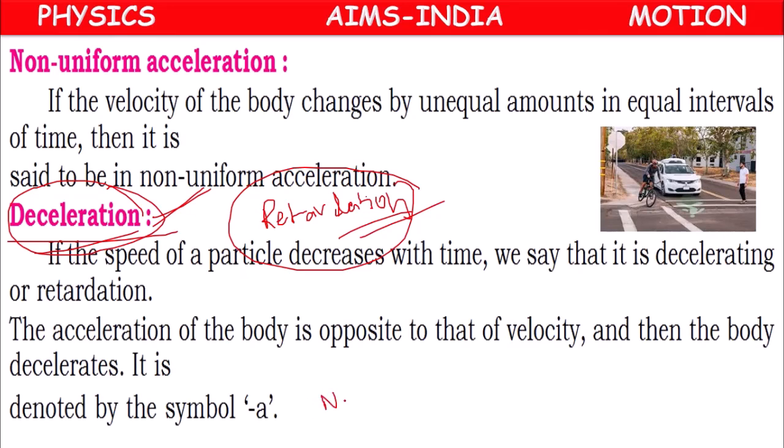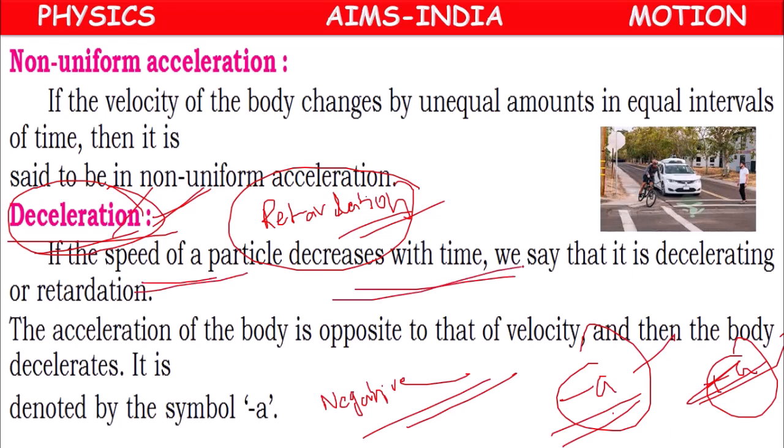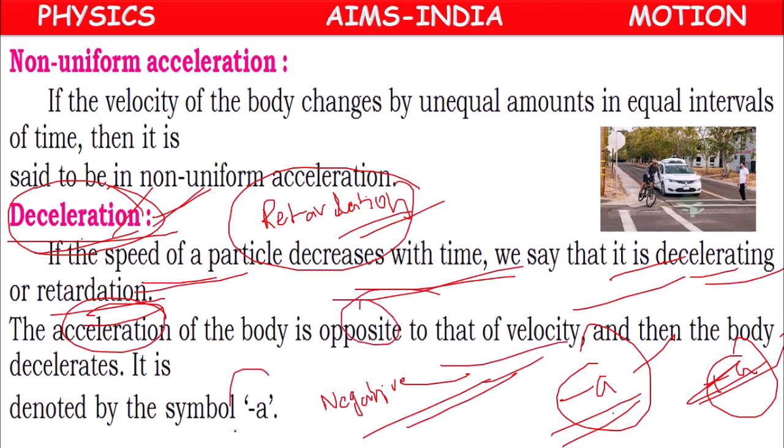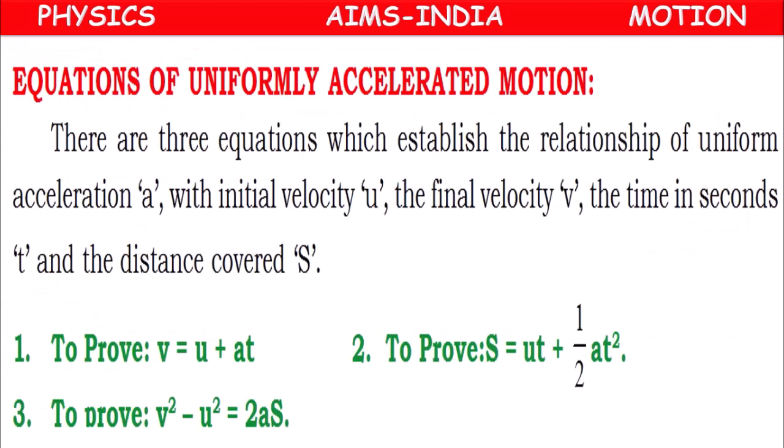We can also call it negative acceleration or minus a, because plus a stands for acceleration, minus a stands for negative acceleration or deceleration. Means if the speed of a particle decreases with time, we can say that it is decelerating or it is in retardation. So it is the opposite of acceleration. The symbol for deceleration is minus a. Okay, children. So next.